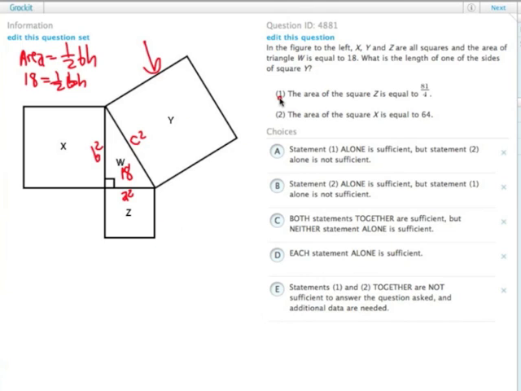Let's take a look at the statements. Statement 1 tells us that the area of square z is equal to 81/4. So let's just call little z the length of one of the sides. Little z squared is what equals the area, 81/4. So z is going to equal 9/2.